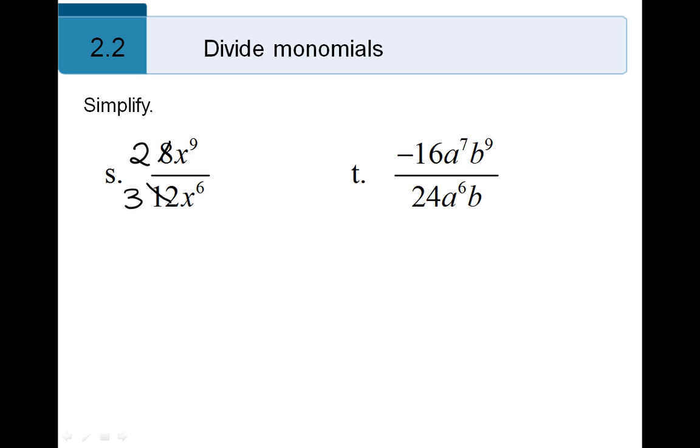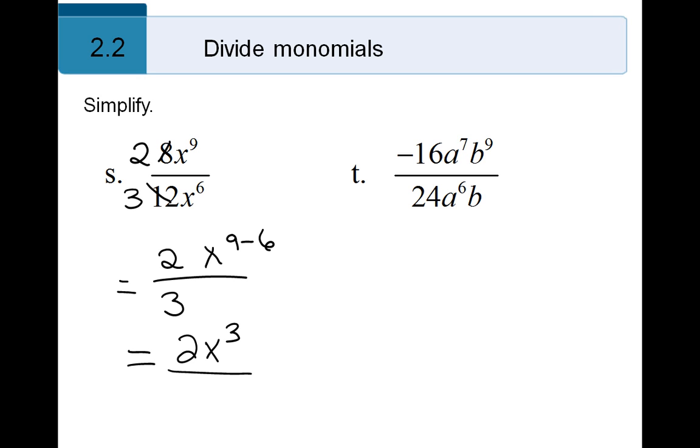Okay? Now, I'm going to go ahead and just draw a division bar, because the 2 is going to remain on the numerator and the 3 is on the denominator. And when we do the subtraction with our like base x, just understand that that subtraction is going on in the numerator. So we have x to the 9 minus 6. So we can write our answer as 2x to the third all over 3.